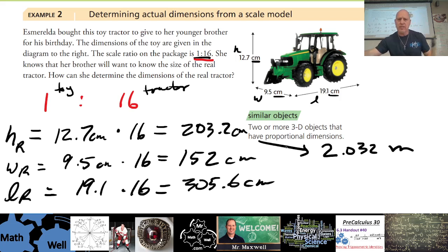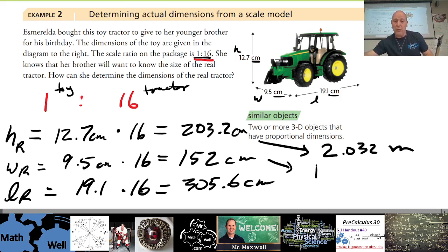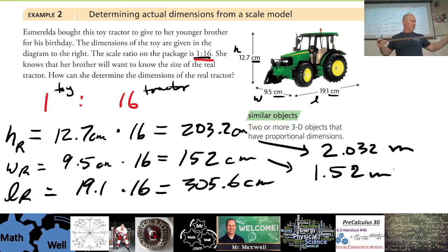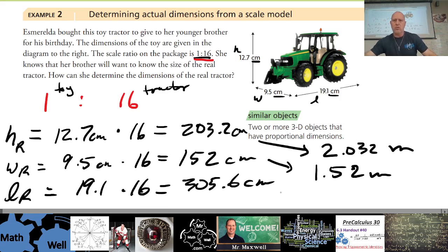Okay, so then this one here, 1.52, that's 1.52 meters. So the width, 1.5. That's pretty narrow. We're talking about like a smaller acreage type tractor here. But hey, that's what the question says. And then 3 meters long, right? 3.056 meters long. So that's a little bit better.